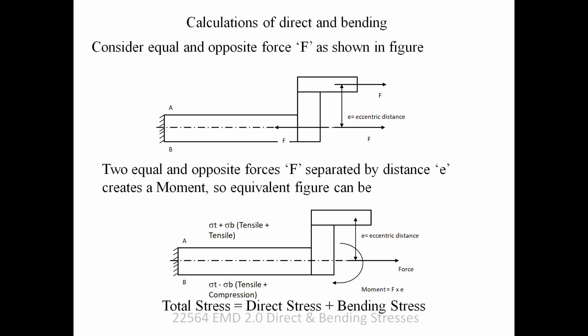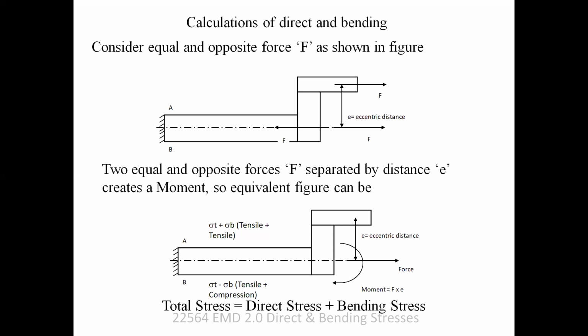Now let us consider in our problem equal and opposite forces as shown in the figure. If I put equal and opposite forces on that particular body, it makes no difference. Initially we have one force F at an eccentric distance E. Now I have put equal and opposite forces as shown in the figure along the axis of the main body. So it makes no difference.